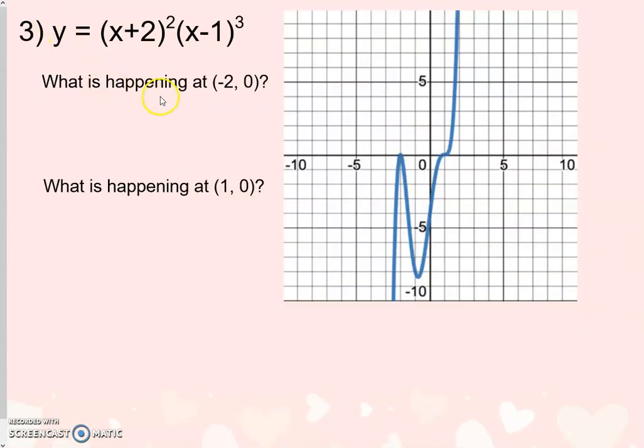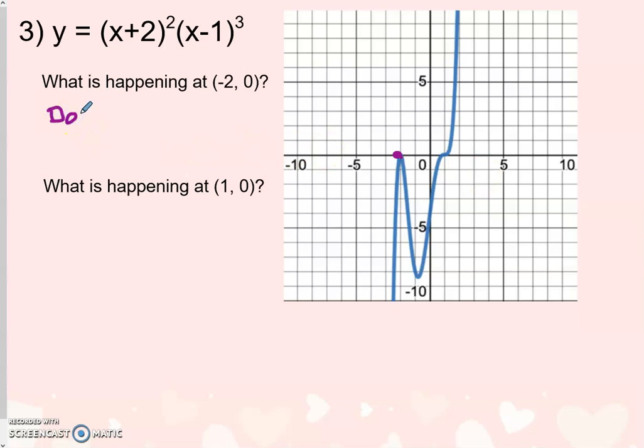Real quick, if you look, here is an algebraic representation of this graph right here. And you'll notice at negative 2, 0, we get what's known as a bounce. The graph bounces there. It doesn't cross, it bounces. And that's a root, but we call that a double root.